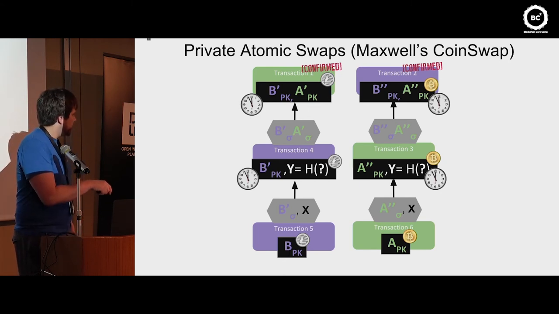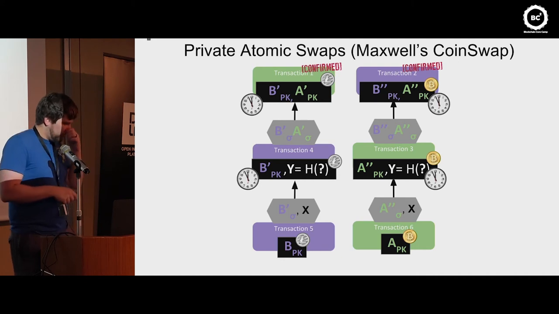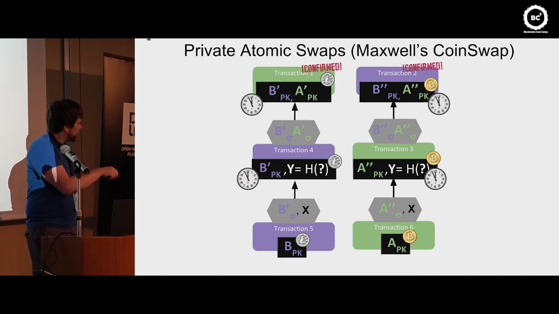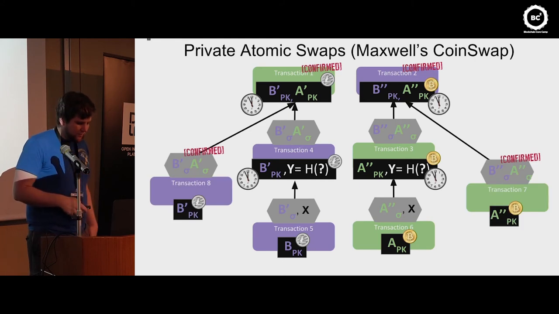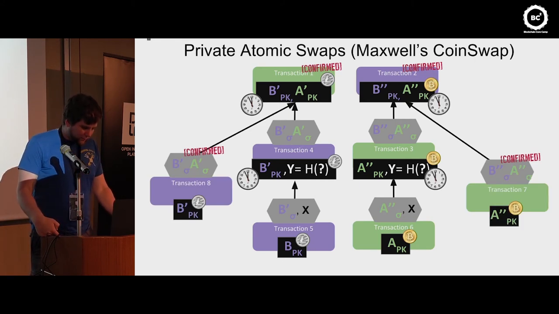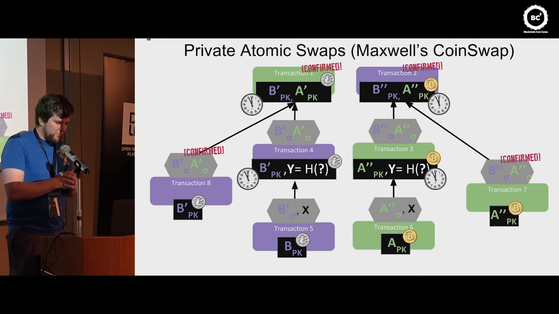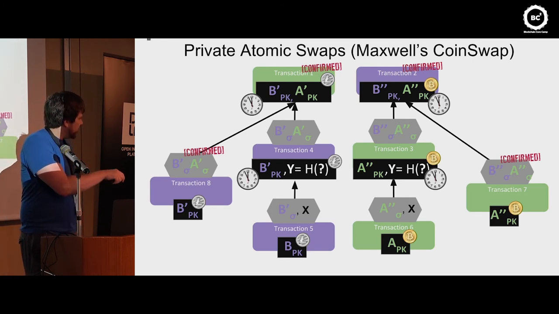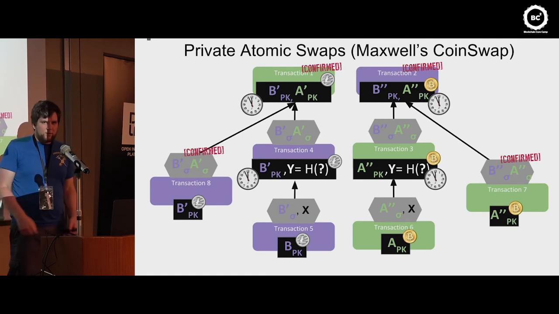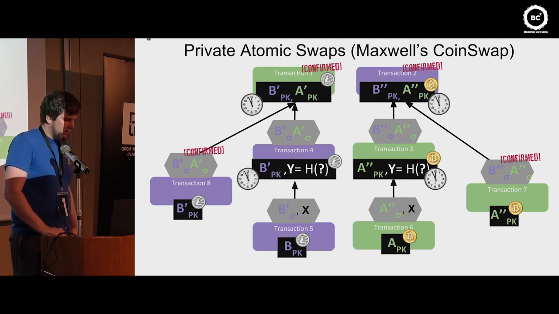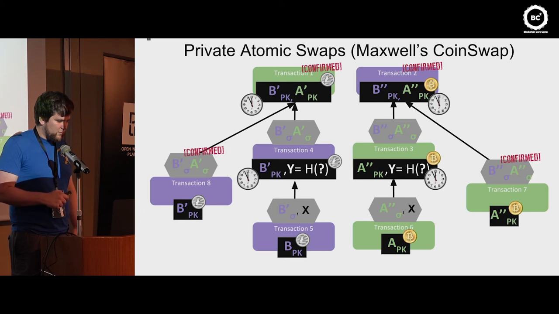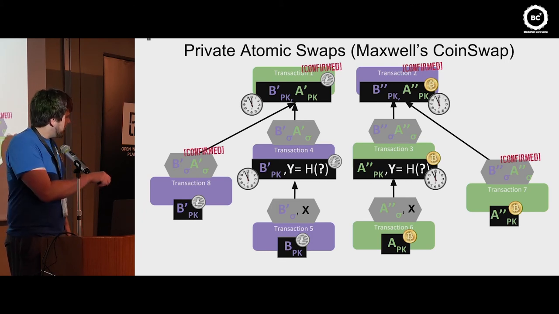And when X is revealed, Bob can spend this transaction. So the privacy advantage of this protocol is that typically, if these transactions were on the blockchain, you would be able to link them because you would see the same value X.